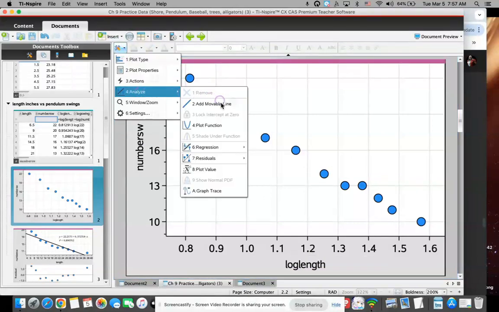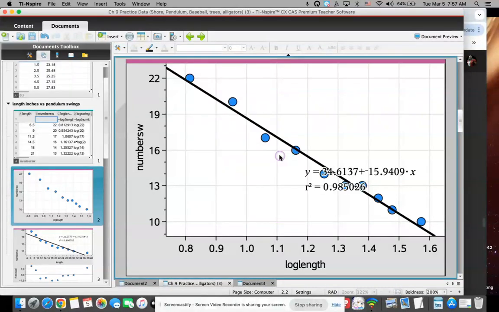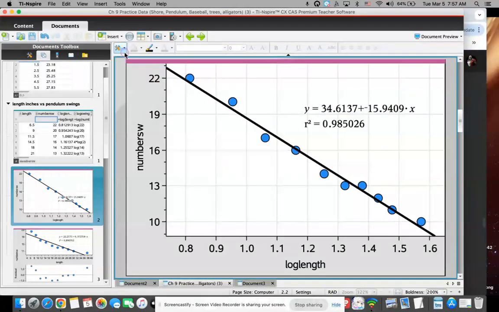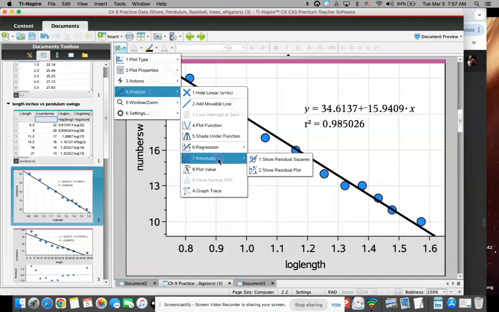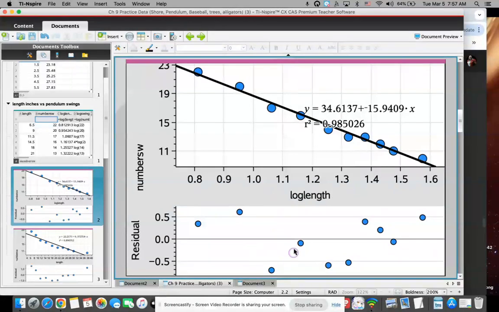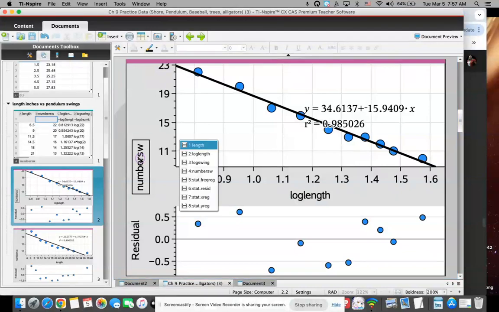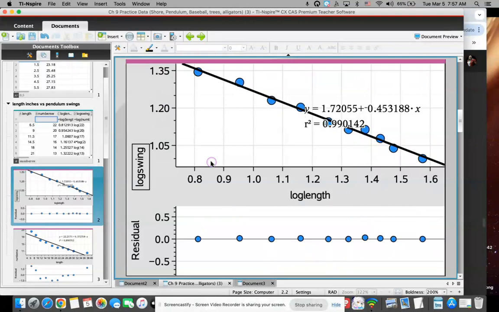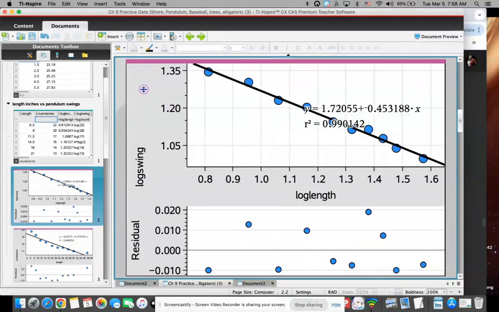Let's put the regression on it, check the residuals just to be sure. So I put my regression on there. Let's show the residual plot, analyze residuals, show residual plot. And there you go. You can still kind of see there's a little bit of a pattern going on, but the residuals are so small that this is much better than what it was, right? Now I can try to change this axis. Let me see what happens if I change this number swing into log swing and see if that does anything else. Oh my goodness. Now that looks really good, doesn't it?